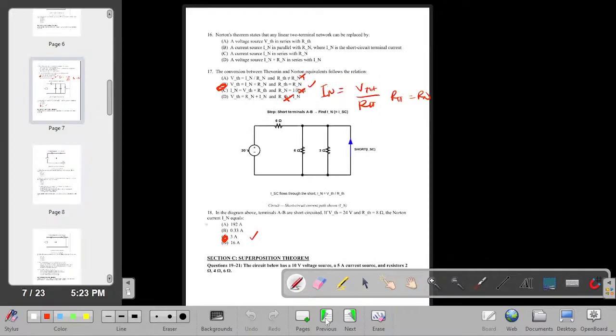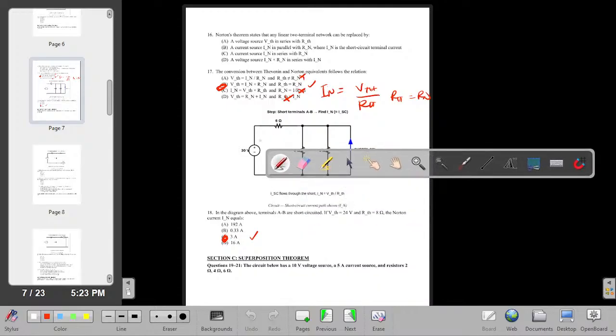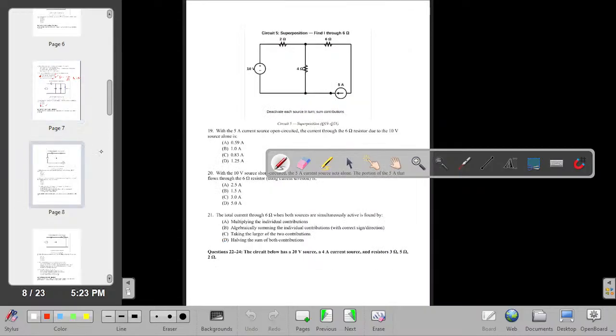So there is a preamble here saying that we should use superposition to solve questions 19 to 21. The circuit below has a 10-volt voltage source, a 5 ampere current source, and resistors 2, 4, 6. Okay, let's see what this question is.